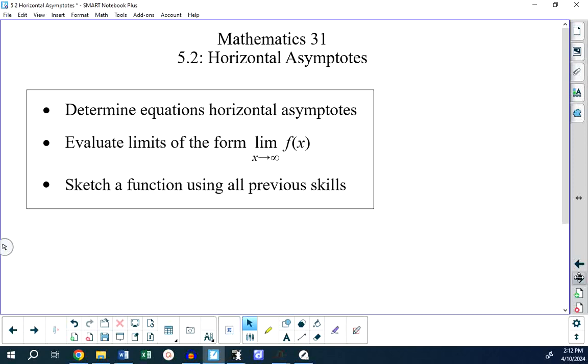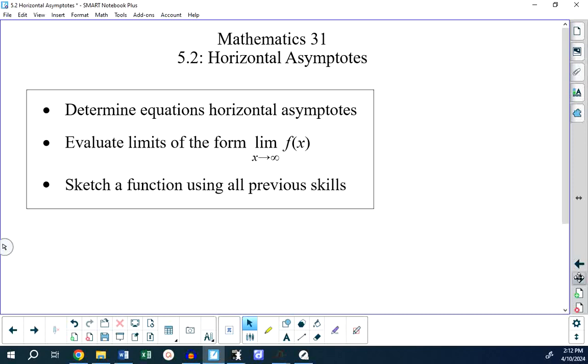This is on page 29 of your unit handout. Once we're done today with horizontal asymptotes, we're going to start exploring tomorrow what the second derivative has to do with the shapes and the behaviors of graphs of functions. Don't forget, chapter 5 is all about graphing functions.